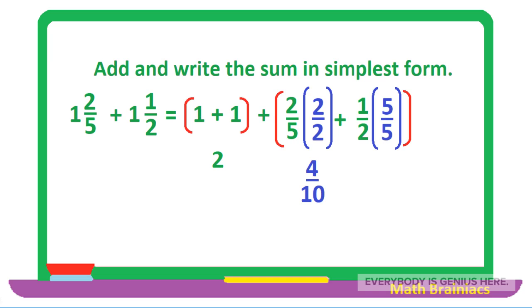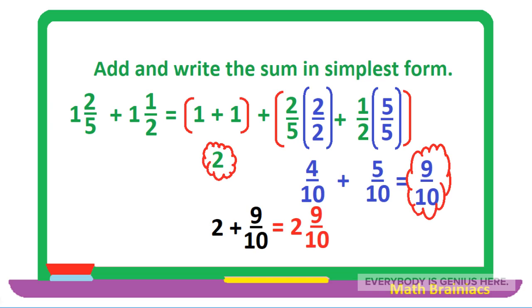Now, we can multiply 1 half by 5 over 5. 1 times 5 will give us 5, and 2 times 5 will give us 10. So, our denominators now are the same. We can simply add the numerator since the denominators are the same. We are going to leave it as it is. So, 8 plus 5 will give us 13.